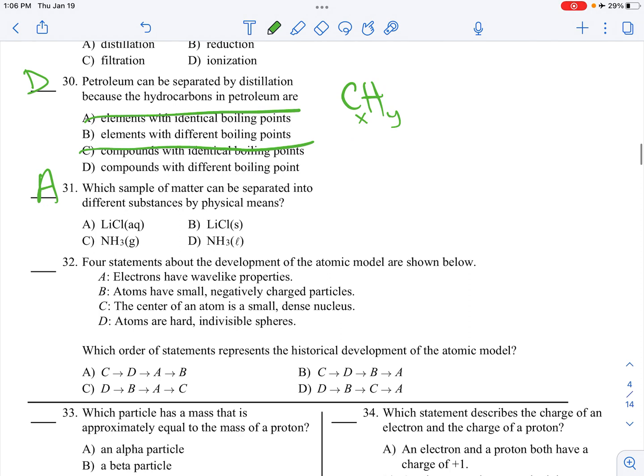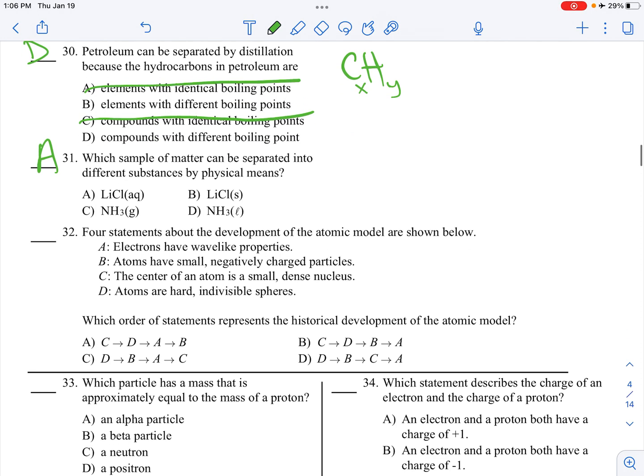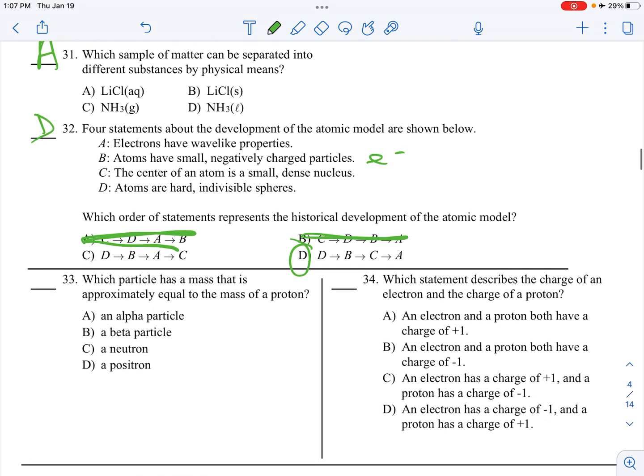Okay, now we're talking about atoms. The historical development of the atoms. The first is atomos, hard indivisible spheres. So D must come first. Then what comes next? Atoms have small negatively charged particles, the electrons. Yeah, both of them. And then what comes after that? Is it small dense nucleus or wave-like properties? It is small dense nucleus. That is Ernest Rutherford, who I believe would be the Regents' favorite.